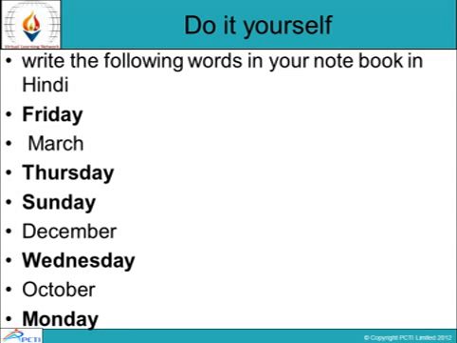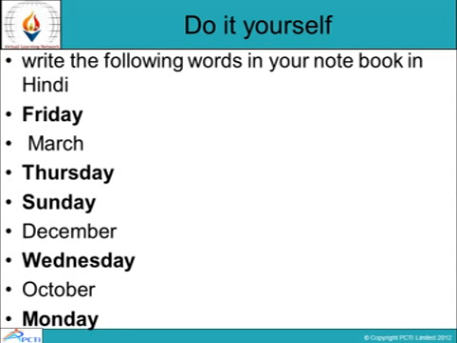Next is Thursday. Thursday is again a day, the fourth day of the week. We call it as Guruvar. What do we call it? Guruvar. Sunday? Yes, the fun day. It's called Ravivar.